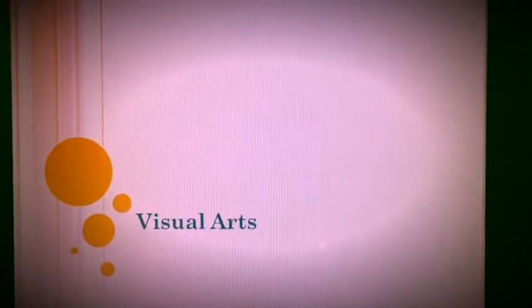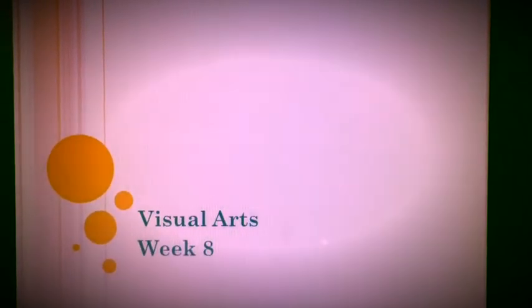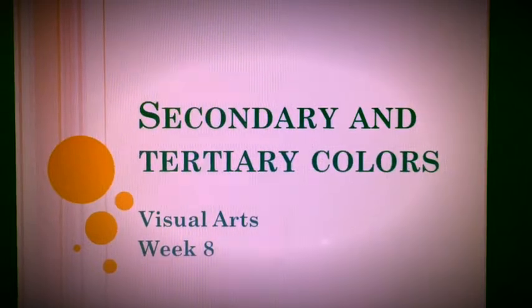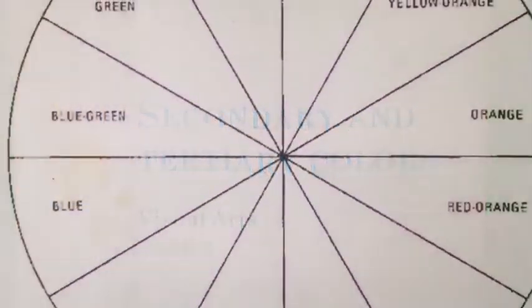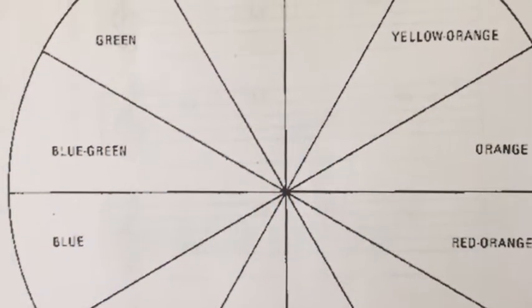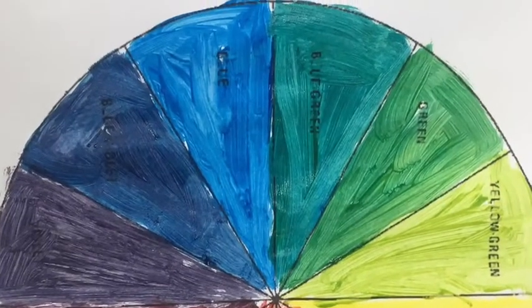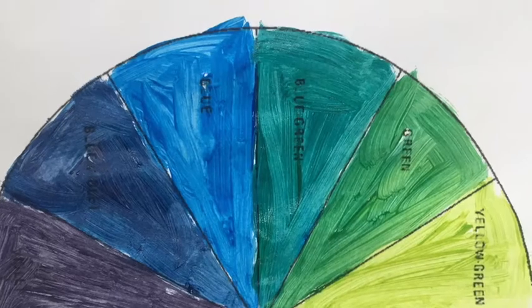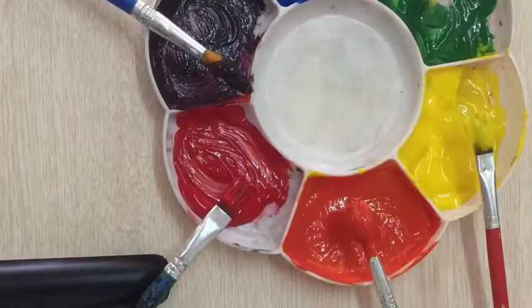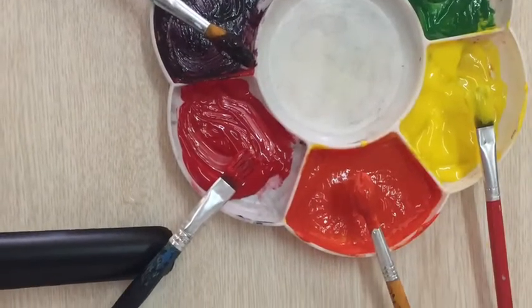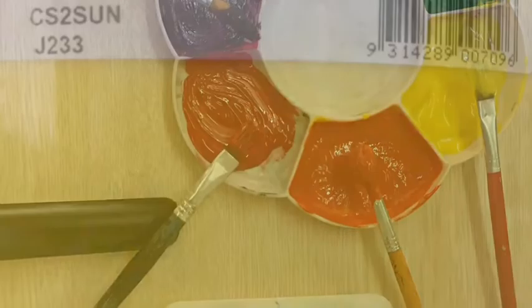Hello, this is me again, Teacher Nico, and this is the activity video of secondary and tertiary colors. Later, we will make a color wheel. So, prepare your coloring materials to make a colorful artwork like this. You can use crayons, pastel, watercolor, or paint.